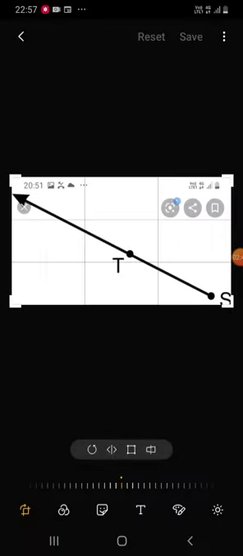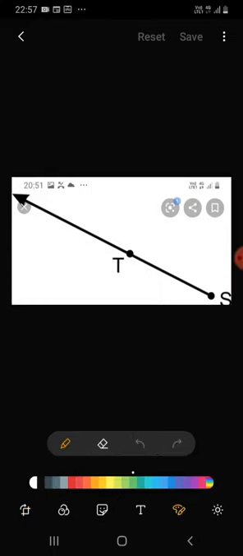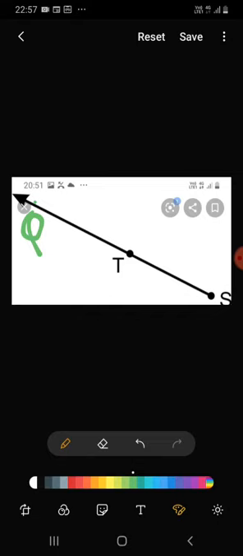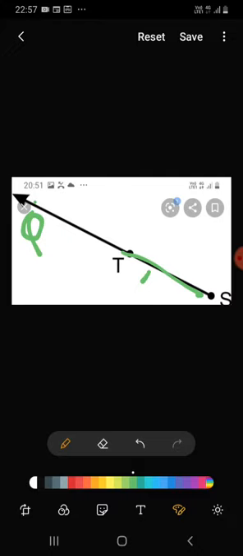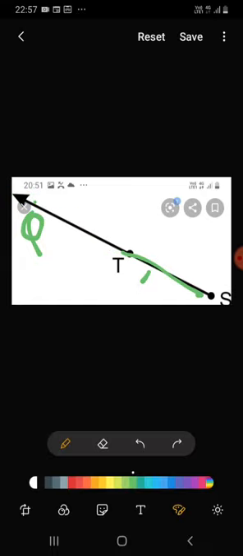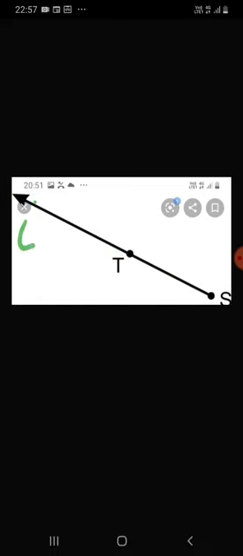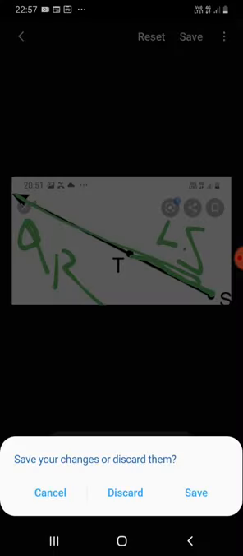Hopping on to another topic, this is an amalgamation of both a line segment and a ray. For example, let's say this point is Q, point Q. So from S to T, it will be a line segment. From Q to T, it will be a ray. And from S to Q, it will still be a ray. We come to know or we conclude that from only T to S, it is a line segment. Rest all, it is a ray. So this is how maths can be interrelated.